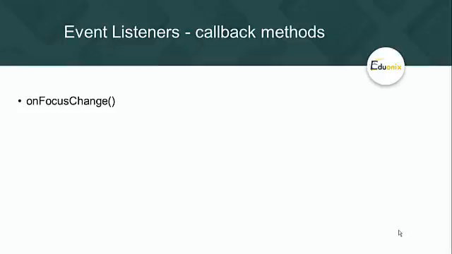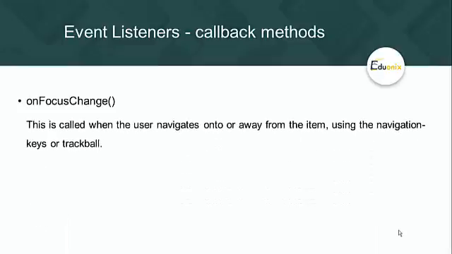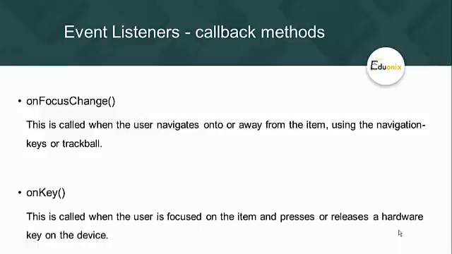OnFocusChange. The onFocusChange method is triggered when the user navigates onto or away from an item using the navigation key or trackball. OnKey. The onKey method is triggered when a user focuses on an item and presses or releases a hardware key on a device. Let's look at the remaining callback methods.